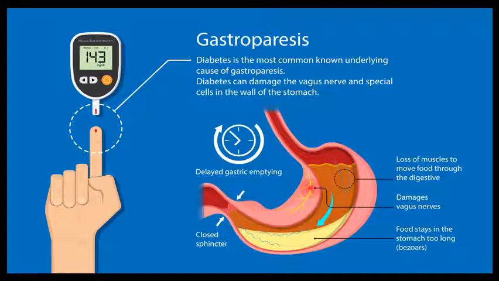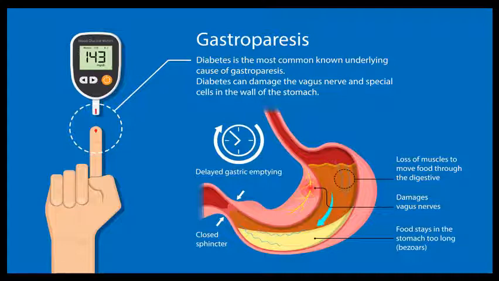So, the most common cause for this condition is diabetes. It can damage the vagus nerve and the special cells in the walls of the stomach. So there is neuropathy in the stomach, and the stomach cannot sense that it's becoming distended, and the sphincters don't open, the sphincters are closed. So loss of muscles to move food through the digestive tract, damaged vagus nerve, food stays in the stomach too long.